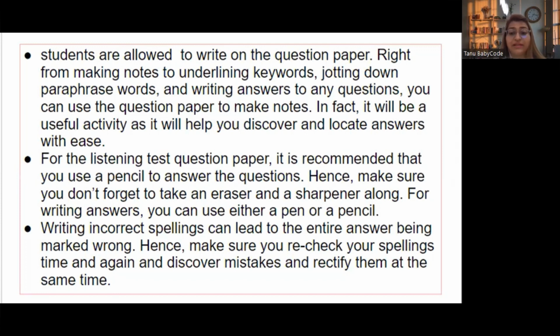Writing incorrect spellings can lead to the entire answer being marked wrong. So make sure you recheck your spellings again and again. Discover your mistakes and rectify them at the same time. A student who is not good at writing spellings, please start practicing for the spelling errors.